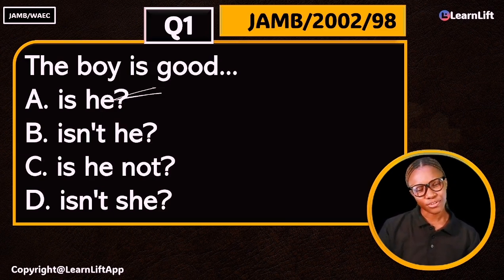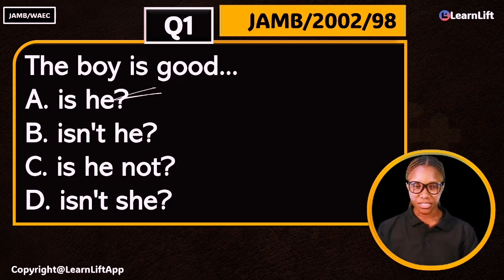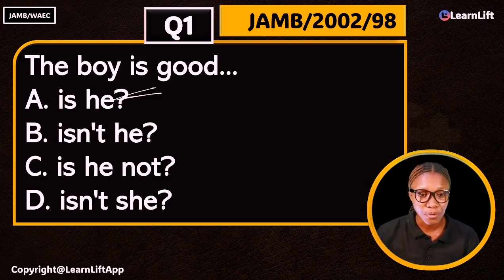So now let's look at option C. Is he not? No, that's not the correct answer. Isn't she? We are definitely talking about a boy here. So options C, D, and A are out of the question. So that leaves us with option B. Let's interrogate it very well.